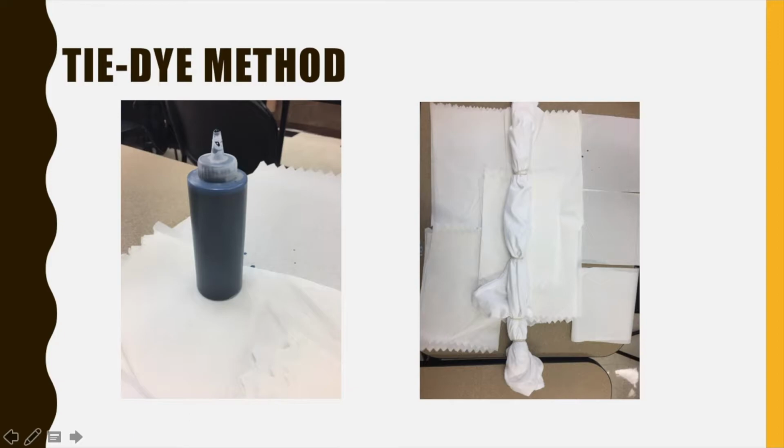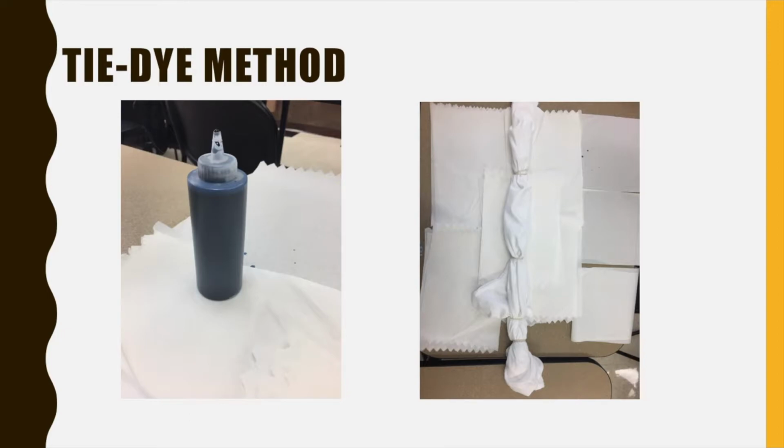To experience real-life dyeing, we used the tie-dye method to color a white cotton t-shirt. The first thing we do is to fill the dye bottle with water and shake for a minute to make the dye fully dissolved. Second, we set up the working surface. We put several paper towels on the desk to absorb the extra dye solution.